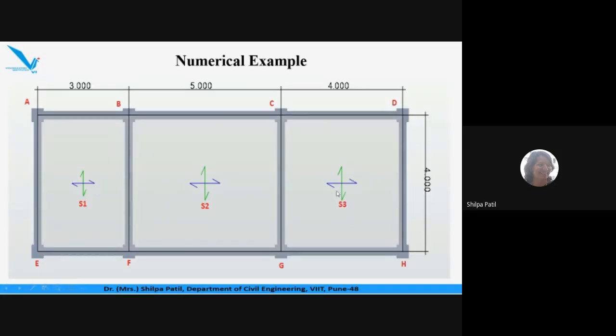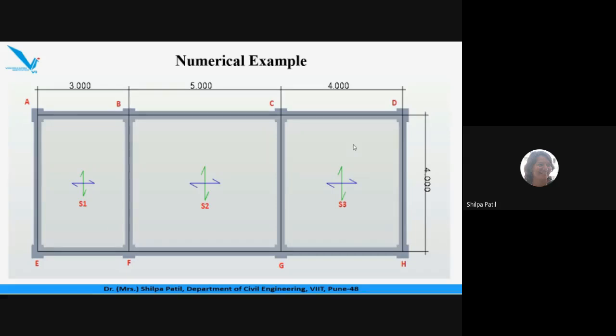Come to the third slab. Now both the dimensions Lx and Ly are equal. The ratio is exactly equal to 1, so it is again less than 2. So the S3 slab is also a two-way slab. All the three slabs are two-way slabs.